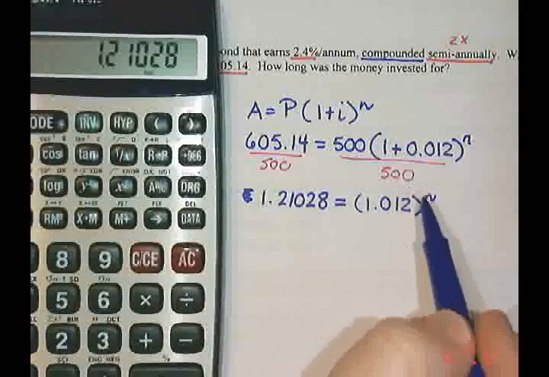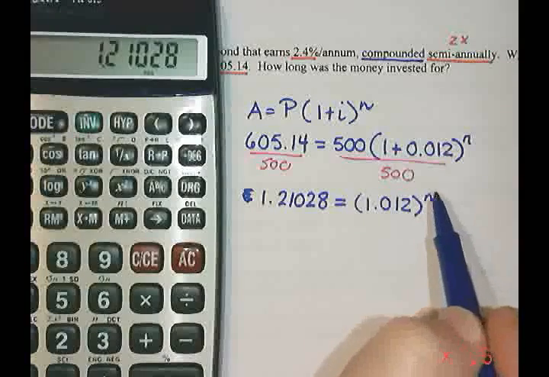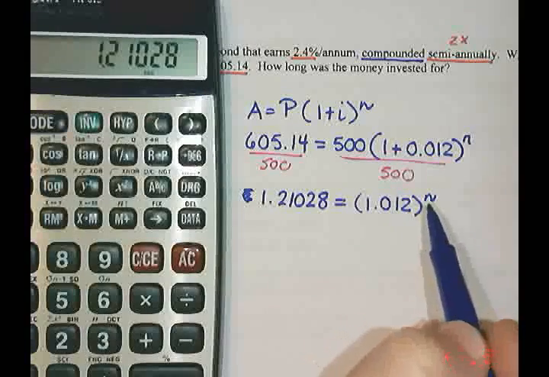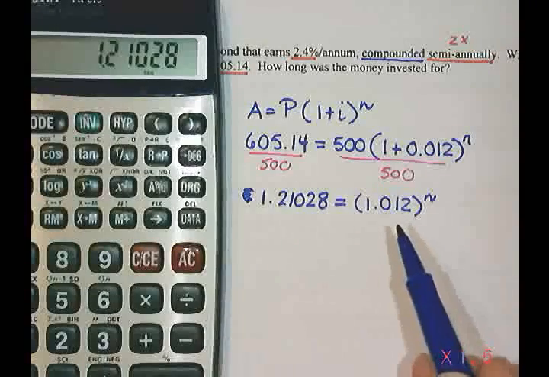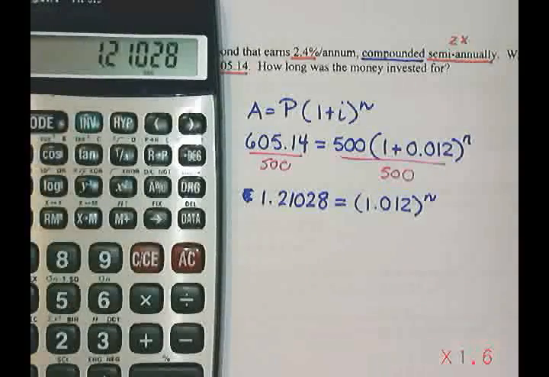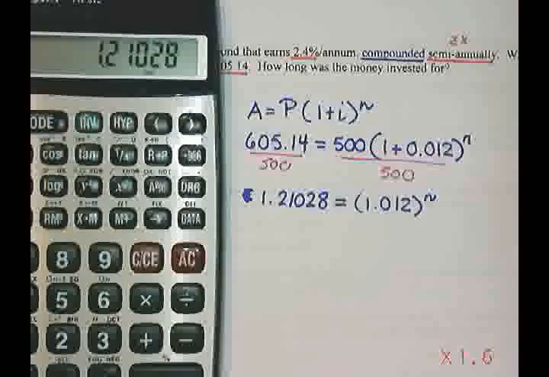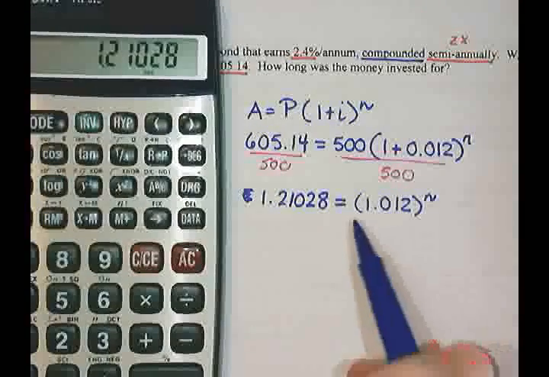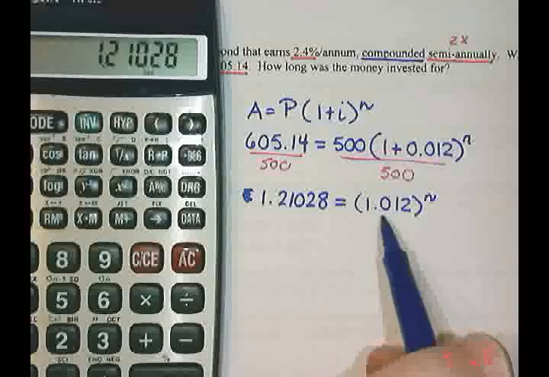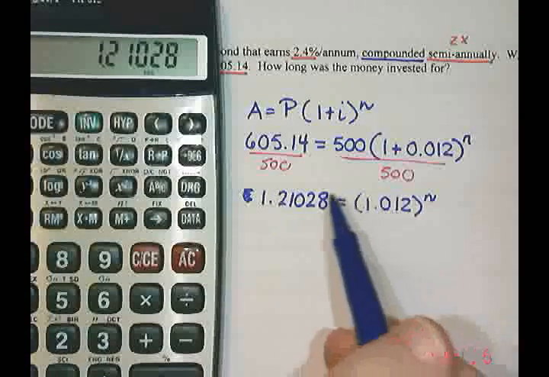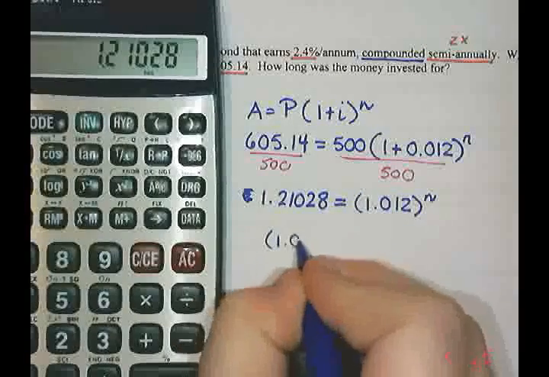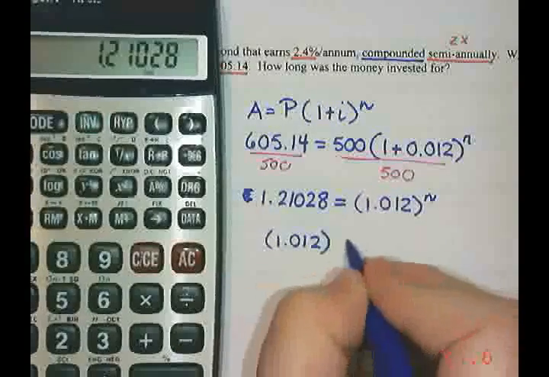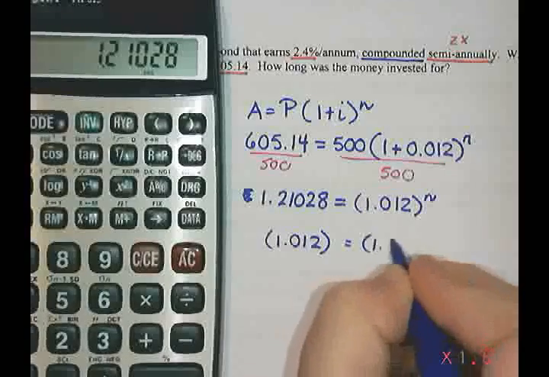Now to solve an equation where we have an exponent of n, and that's what you're trying to solve for, you want to try to write these as powers of the same base. And we've done that before, but normally the base is a little bit nicer, like 2 to the power of something or 5 to the power of something. So what I need to do is find 1.012 to the power of what gives me that number there. So I want to try to write that as a power of 1.012.